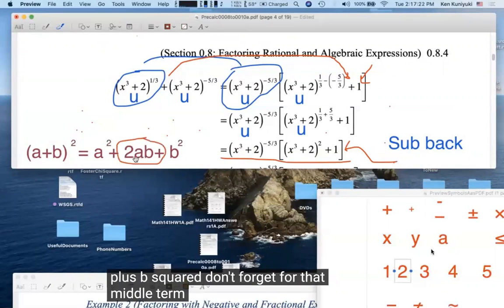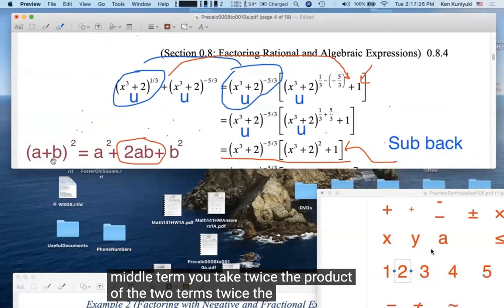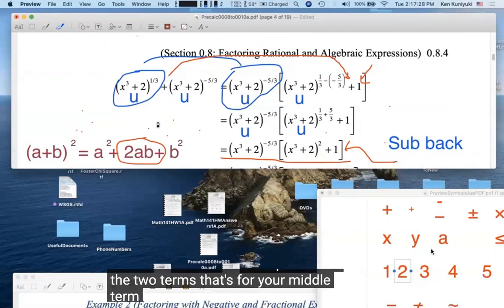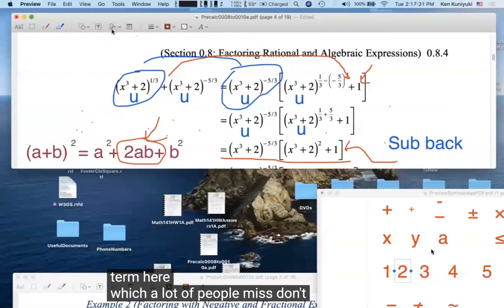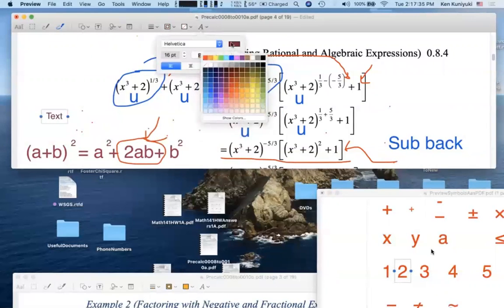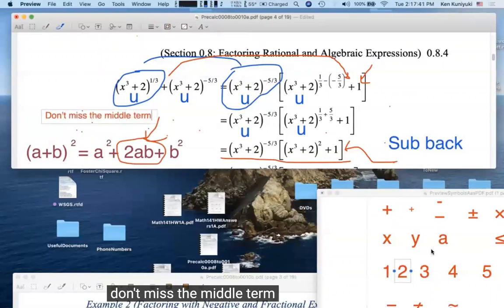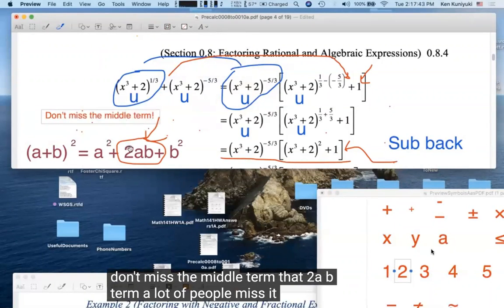Don't forget, for that middle term, you take twice the product of the two terms. That's for your middle term here, which a lot of people miss. Don't miss the middle term, that 2ab term. A lot of people miss it.